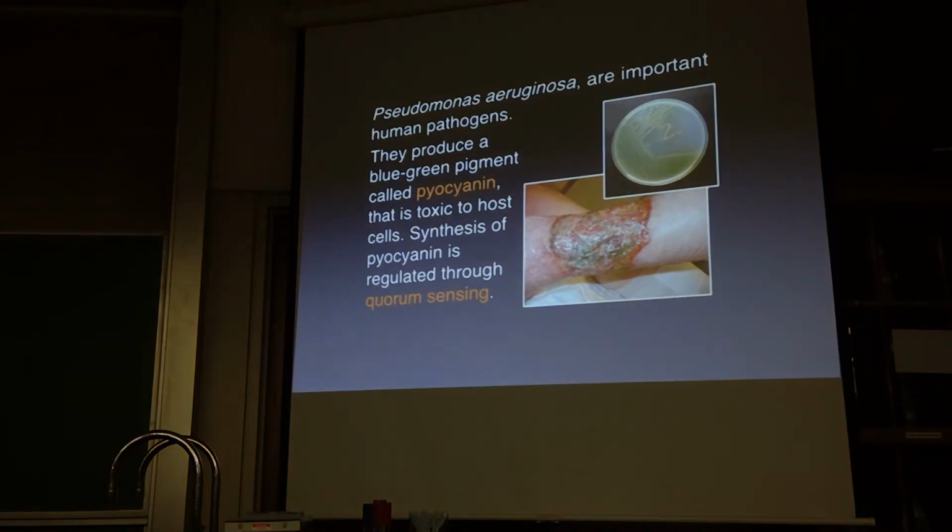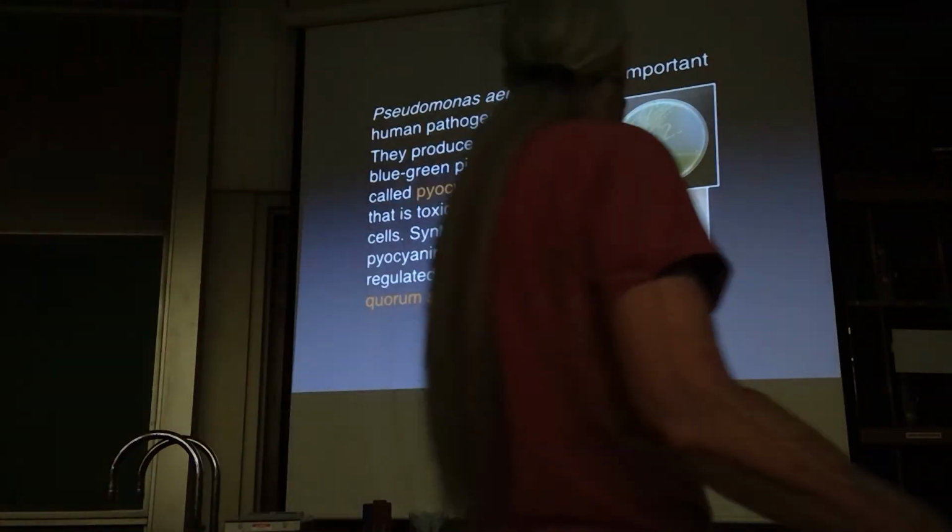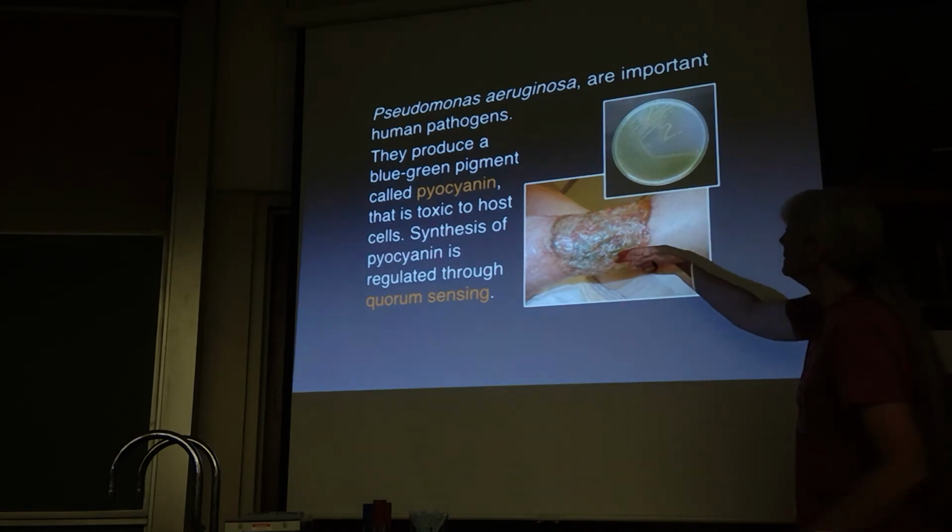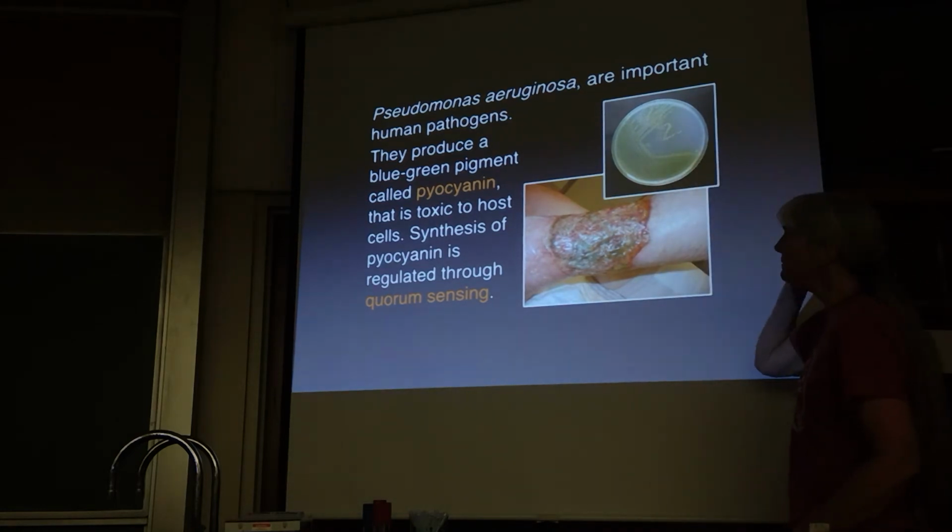Pseudomonas aeruginosa is the pathogen. These guys produce a pigment called pyocyanin, which is this green color. It causes the medium the organisms are growing on to turn green. And the stuff is toxic to host cells. So here we see Pseudomonas aeruginosa in a wound, this green color. Here it is on a plate, you see the green color.